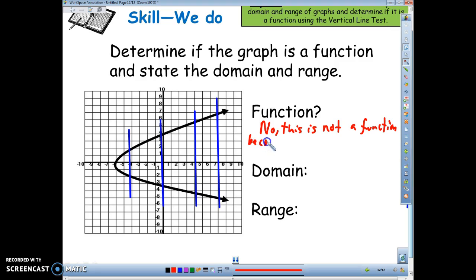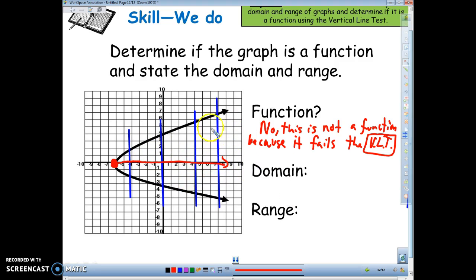because it fails the vertical line test. And it's important to note the vertical line test only applies to graphs. We only conduct the vertical line test with graphs. Our domain, if I flattened this to the x-axis, notice my function would start here and it would go all the way out here. Sorry, this is not a function.